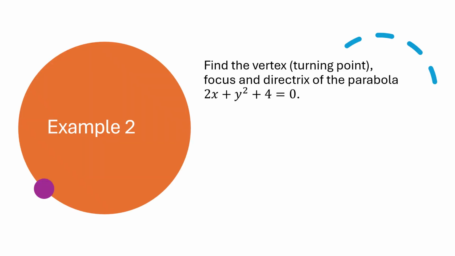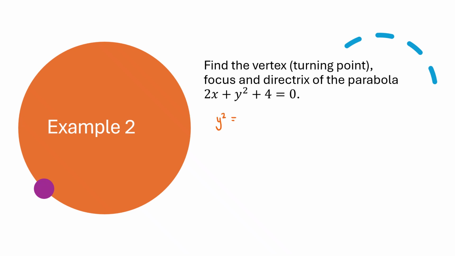Let's look at another example. Here we want to find the vertex, sometimes called the turning point of the parabola, the focus, as well as the directrix, and the equation is given slightly differently. Here we are dealing with 2x plus y squared plus 4 is equal to 0. We can try and again write it in the standard form that we've been using in this video, where the squared term is on its own on one side of the equation and everything else is on the other side.